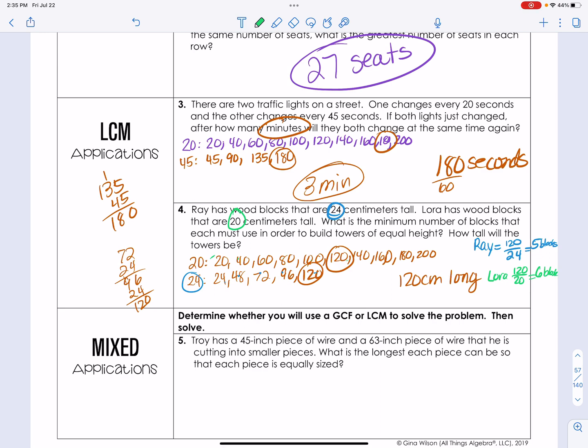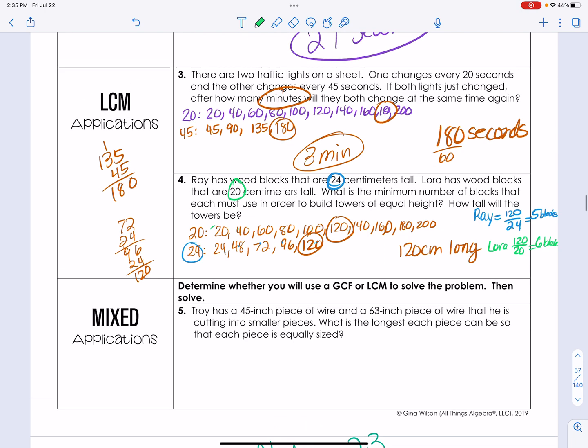Okay. So then they do some mixture ones. Troy has a 45-inch piece of wire and a 63-inch piece of wire that he's cutting into smaller pieces. So if he's cutting it, we're dividing it, which means we want the greatest common factor. What is the longest each piece can be so that you can cut it evenly?